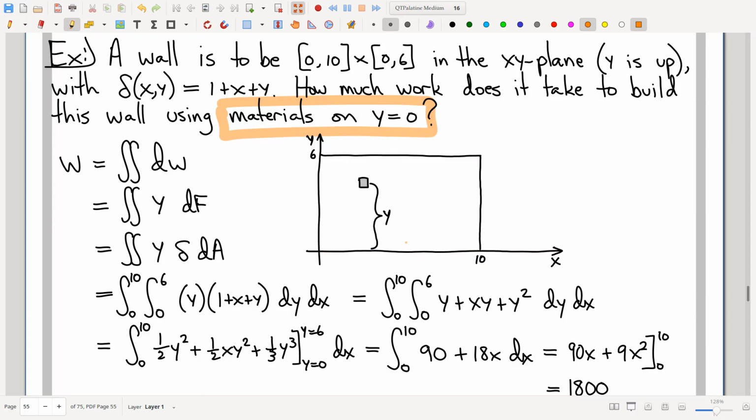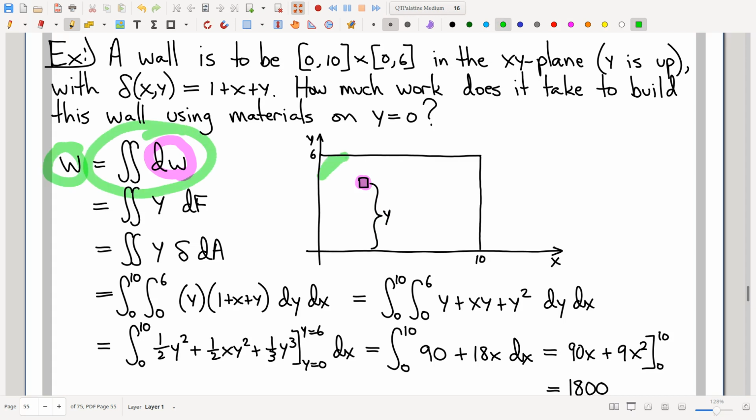Reasonable question. And I argue as follows. First of all, I can talk about how much work it takes to lift one single particular brick up to the height where it's going to go. That one little single particular brick. And then I argue, and I think this is very reasonable, the total amount of work is what you get when you add up all those little pieces of work.